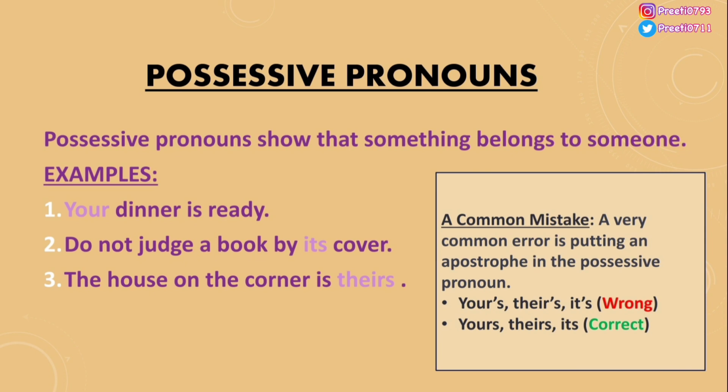"The house on the corner is theirs." Whose house? Theirs. Okay, but there is a common mistake that we all make while writing possessive pronouns, which is that we always put an apostrophe after writing possessive pronouns, which is wrong. Okay, so we are not supposed to put an apostrophe after writing possessive pronouns.